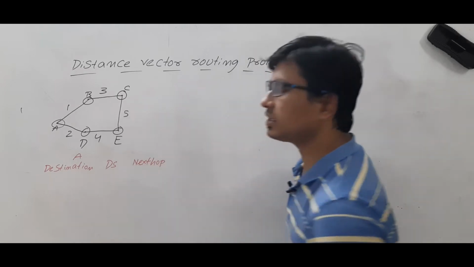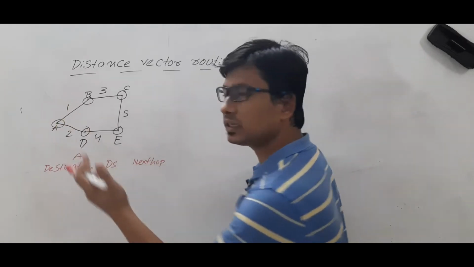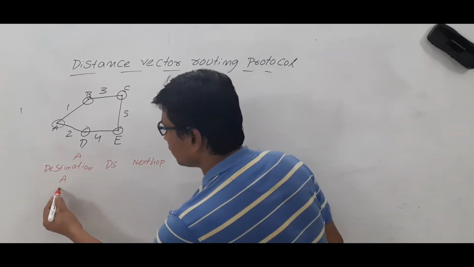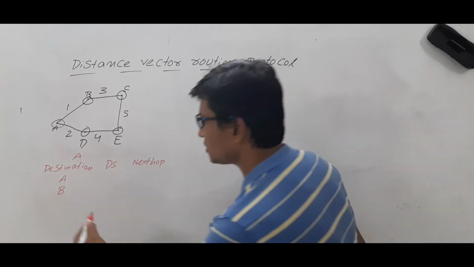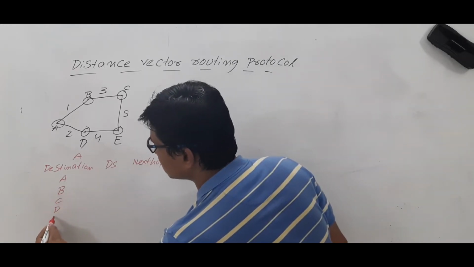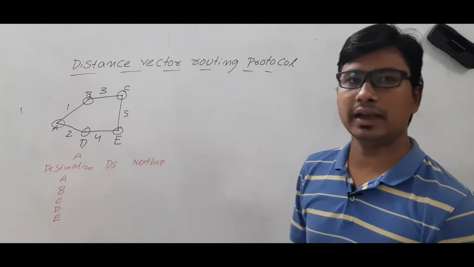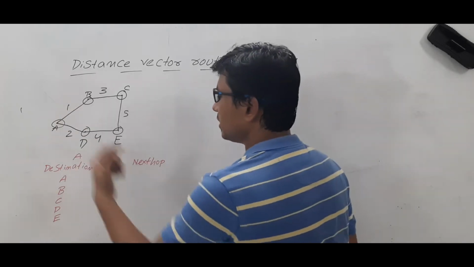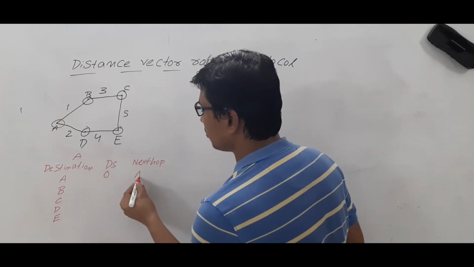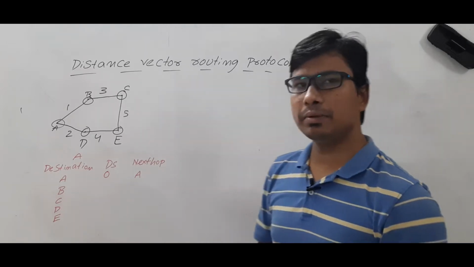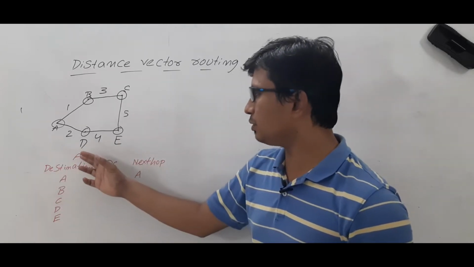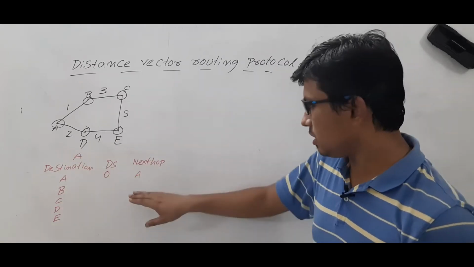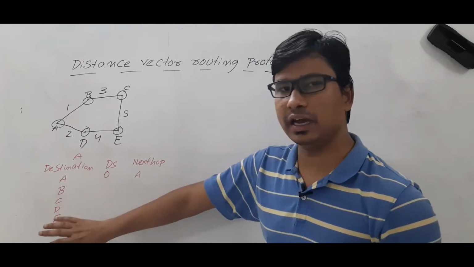Now, what is the destination? From A, who are the destinations? So from A to A is the destination, and from A we need to find the path to B, which is a destination. C is the destination, D is the destination, and E is also another destination. Now from A to A, it is 0 because from A to A is 0 and the next hop is A. Now remember one thing. Finally, we need to compute from A to destination B, what is the distance and what is the next hop. Similarly, we have to do it for C, D and E.